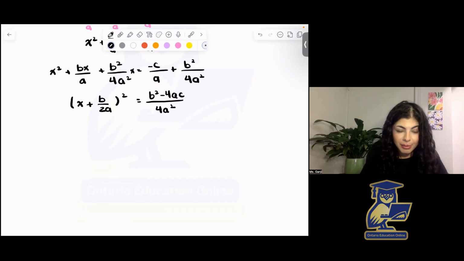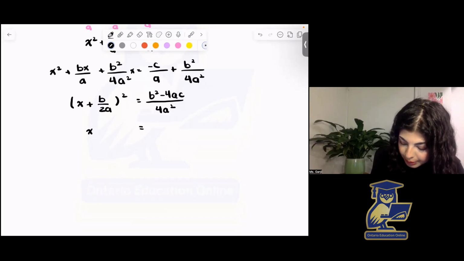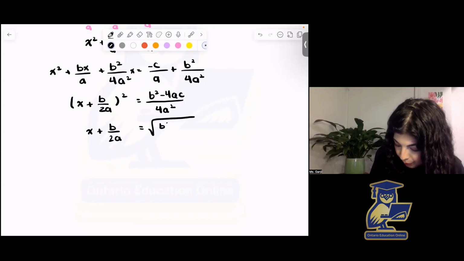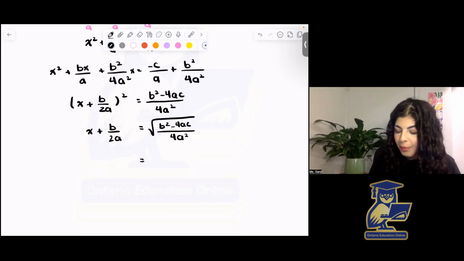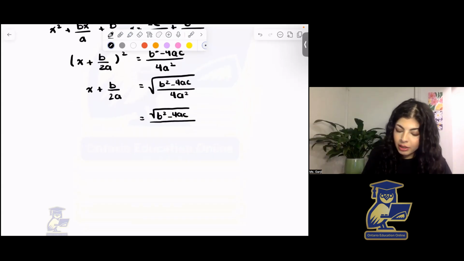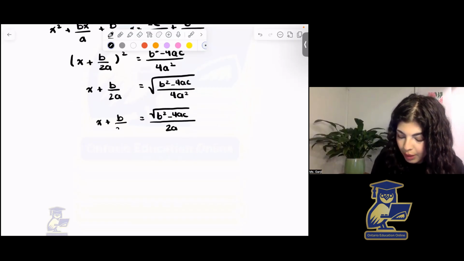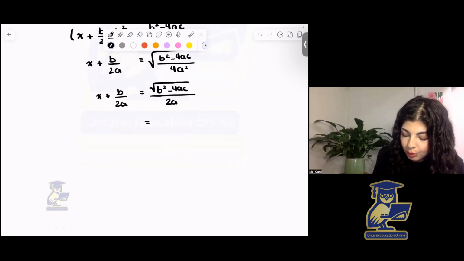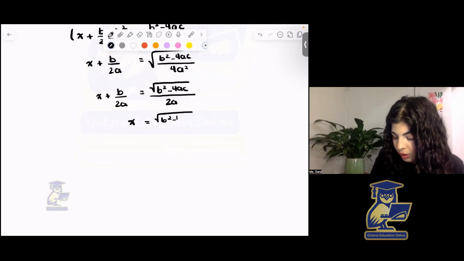And maybe it's starting to look a little familiar to you now with the quadratic formula. So our next step is to find the square root here of both sides. But keep in mind that with square root, I'm essentially distributing it over the fraction because 4a squared can just be 2a. And then on this side, I have x plus b over 2a. And my final step is to isolate x by moving that b over 2a. So let's just keep this for now.